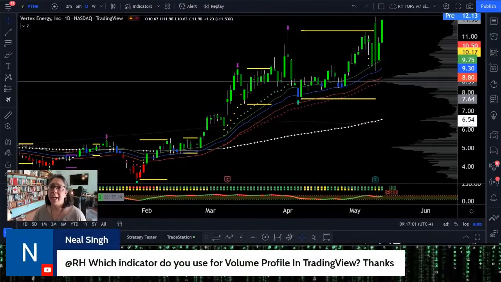Neil asks, what indicator do I use for volume profile in TradingView? I use the volume profile. It's built into TradingView. I believe, though, you might have to be a subscriber, even at the lowest of the levels, but it's got to be a paid subscriber, I think, to access this, which I have happily been for about 8 years.